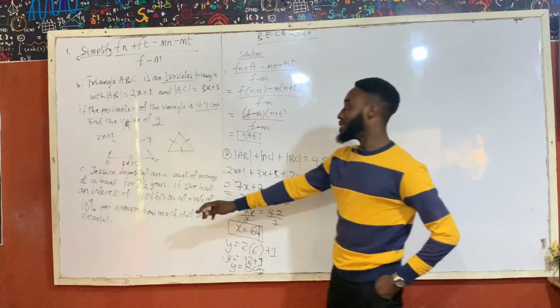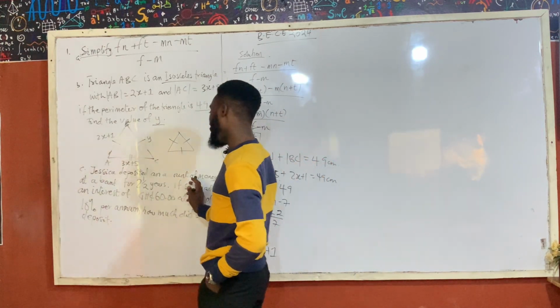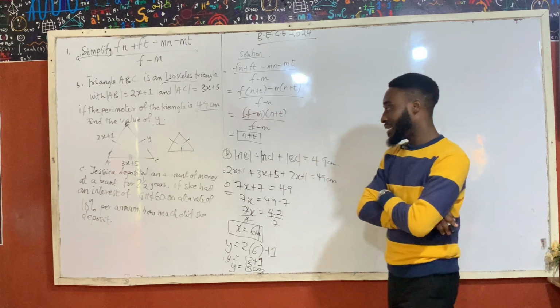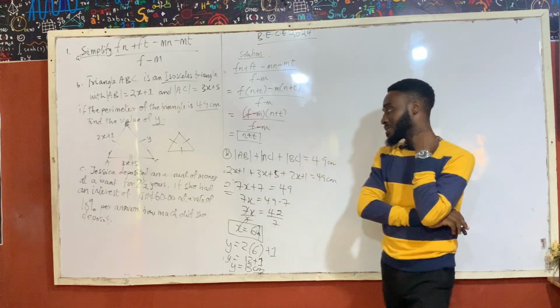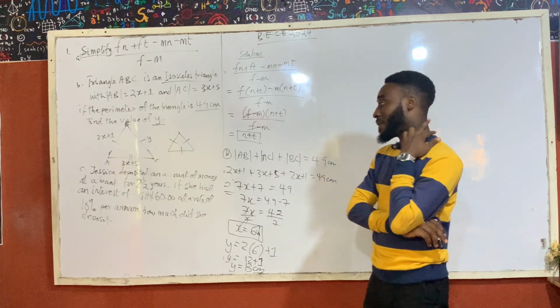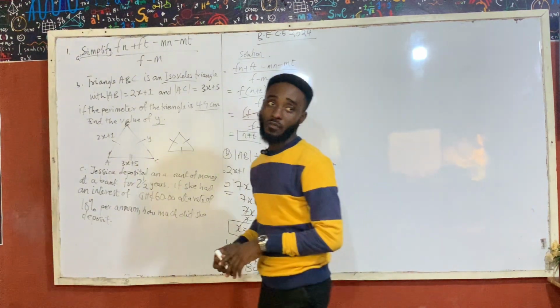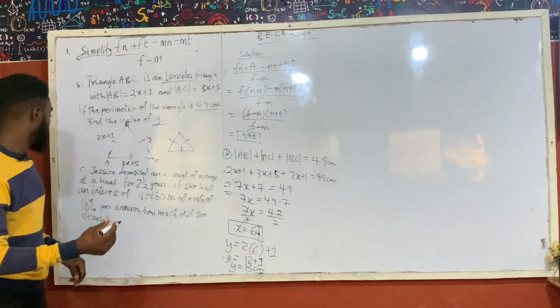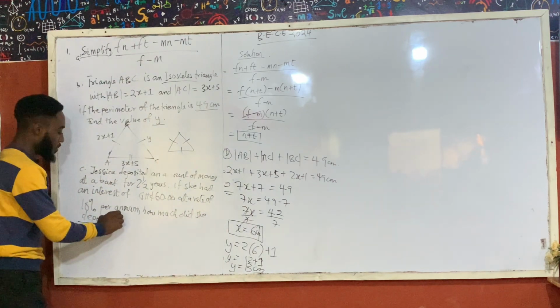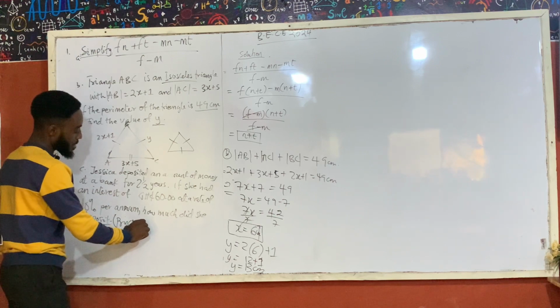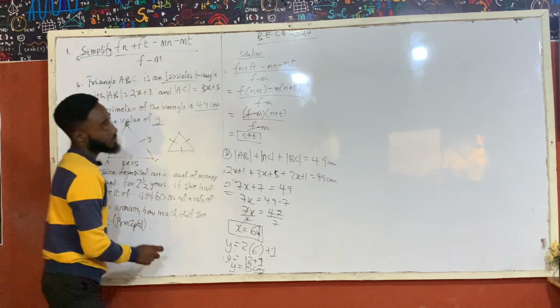And then the last one: Jessica deposited an amount of money at a bank for 2.5 years. If she had an interest of 60 cedis, 60 Ghana cedis, at a rate of 10% per annum, how much did she deposit? We are looking for what then? It's a P word. We're looking for the principal.